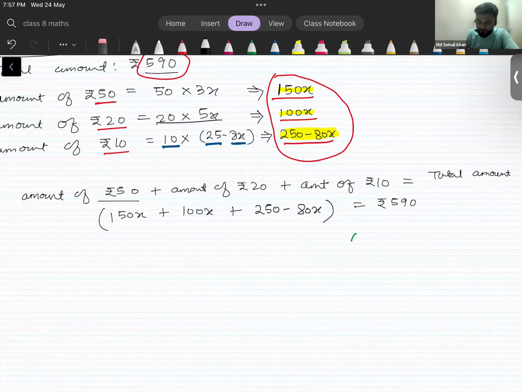Okay, you have to solve this. If you have any problem, I will explain it. First, add these three values. And tell me what value you got. First, you need to add the like terms. The terms which look similar to each other. Add those terms which have got the variable x. First, add these values.